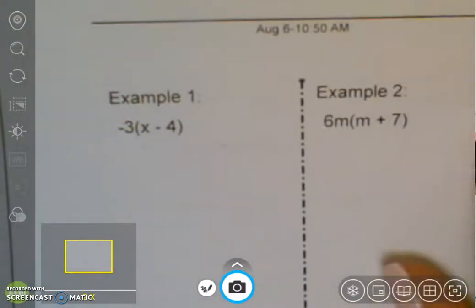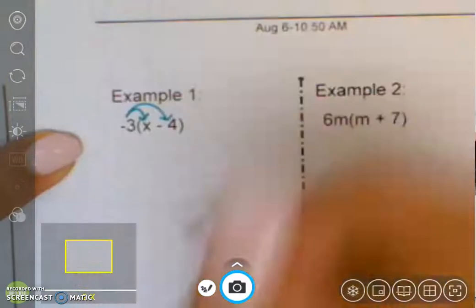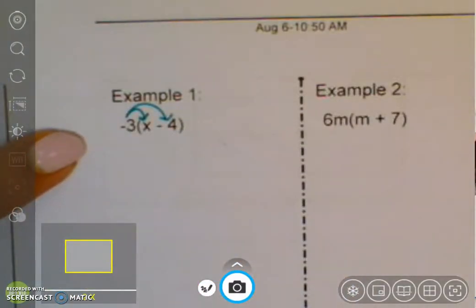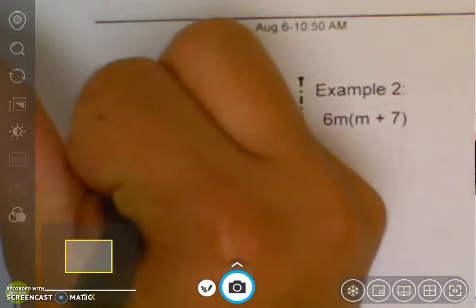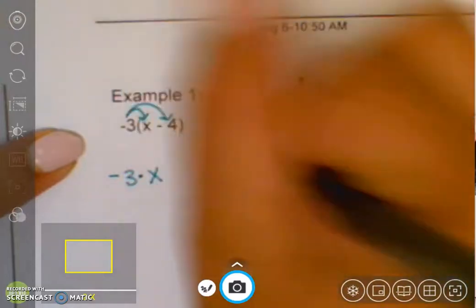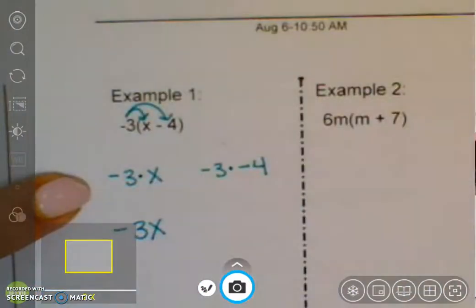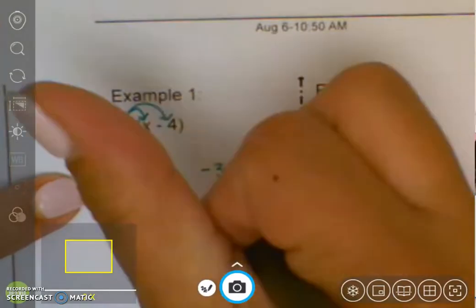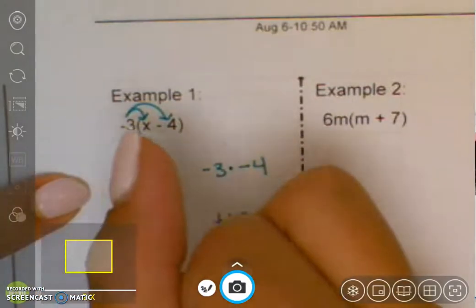Okay, so I am going to do example 1 with you, and then I'm going to have you pause, and I want you to try example 2. So again, step 1, draw your arrows. The arrows mean you're multiplying. So negative 3 times x is your first piece. And then you have to do negative 3 times negative 4 as your second piece. Negative 3 times x is just negative 3x, nothing changes. And then negative 3 times negative 4 is a positive 12. So your final answer is negative 3x plus 12.